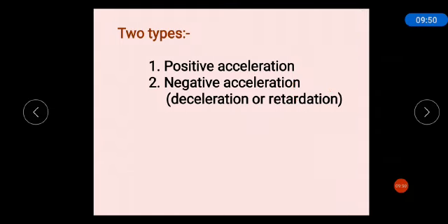Positive acceleration is there in which situation? When we are increasing the speed of the motion. Clear? So in that way, there are two types of acceleration. One is positive acceleration, or we will simply call it acceleration itself, and negative acceleration is also called deceleration or retardation.